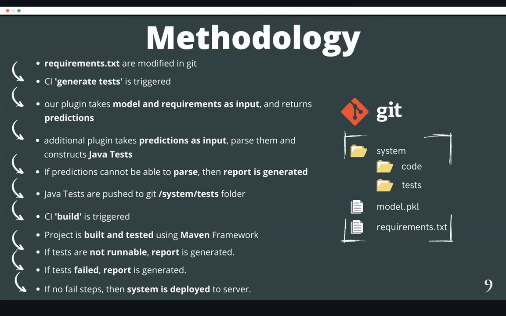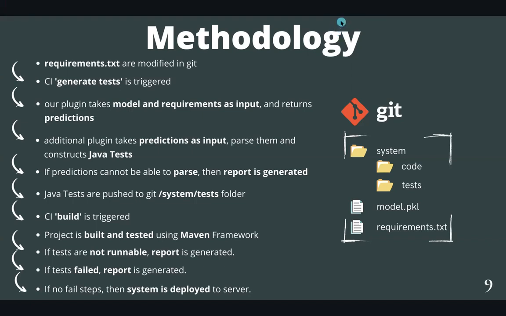Here is our pipeline, the GitHub Actions pipeline for now. On the right, you can see the Git repository structure example. And when requirements.txt is modified in Git, for example, customers or product owners want to add a requirement or delete it, a workflow is triggered for generating new tests according to the updated requirements. Then our plugin takes the NLP model and requirements as input and returns some predictions.